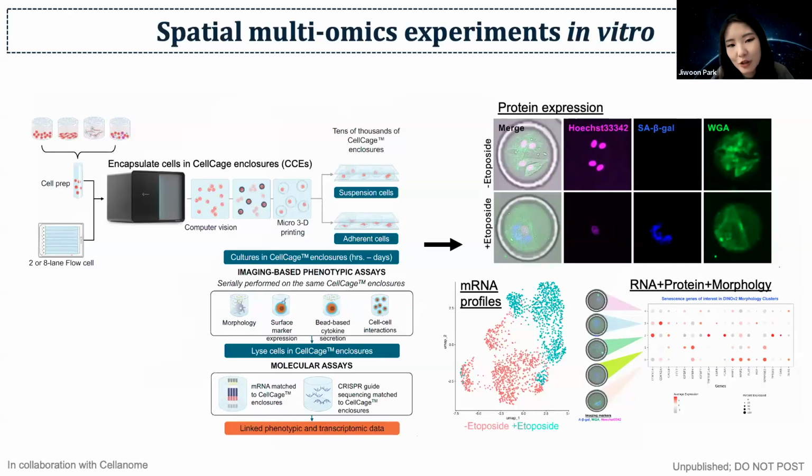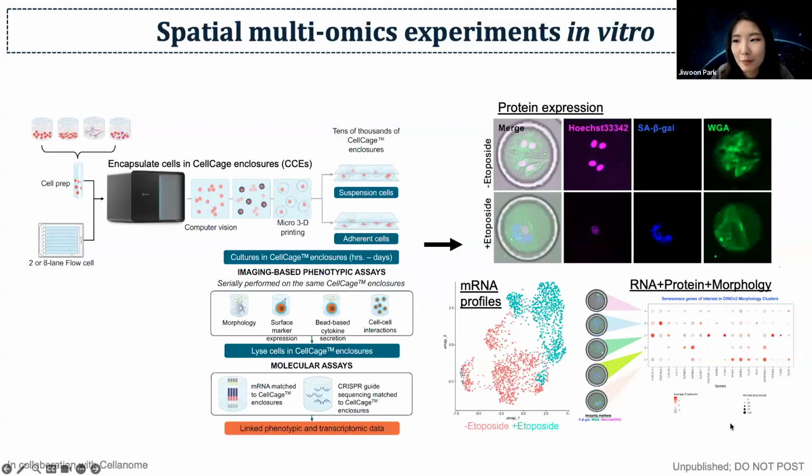Here we're specifically interested in understanding the morphologic and phenotypic changes of senescent cells, and how senescent cells in cancer specifically affect the phenotypes. That's why we are mapping those back into mRNA profiles.